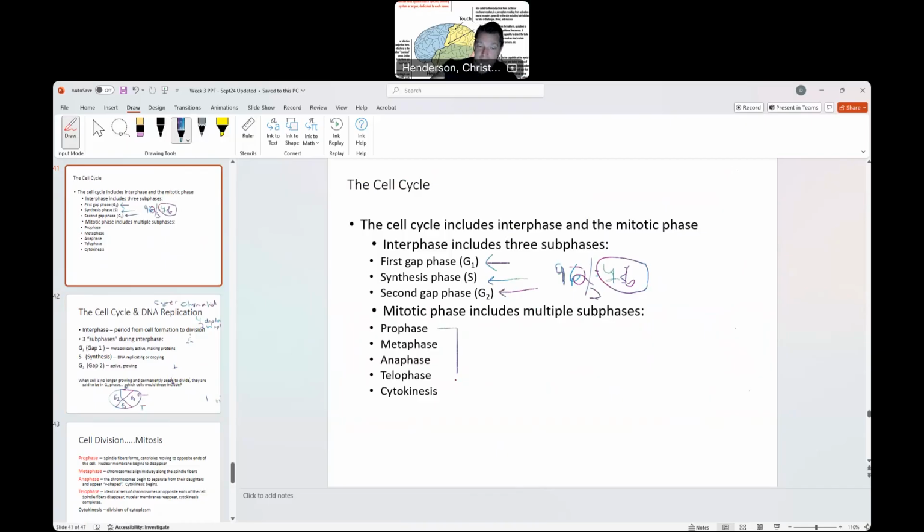Now, there are 4 phases of mitosis. You can remember this as PMAT. PMAT. You have prophase, metaphase, anaphase, telophase.